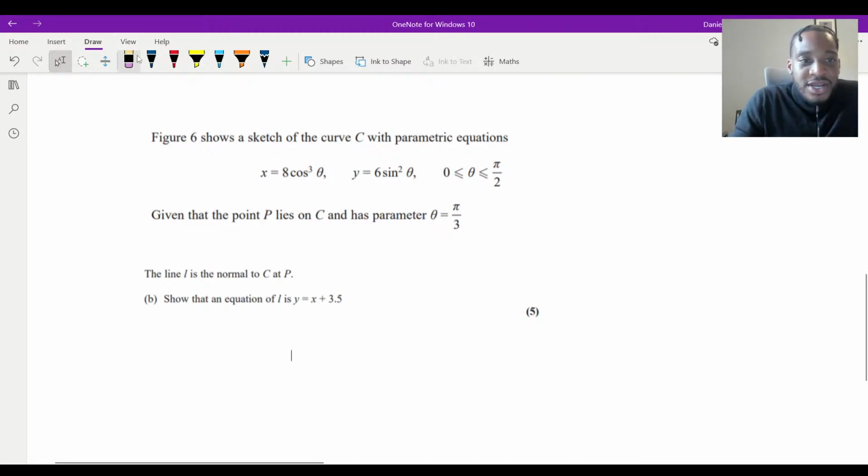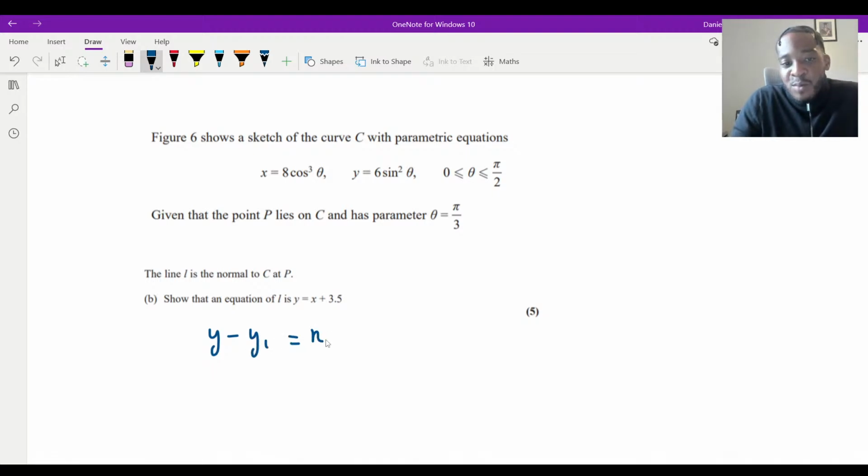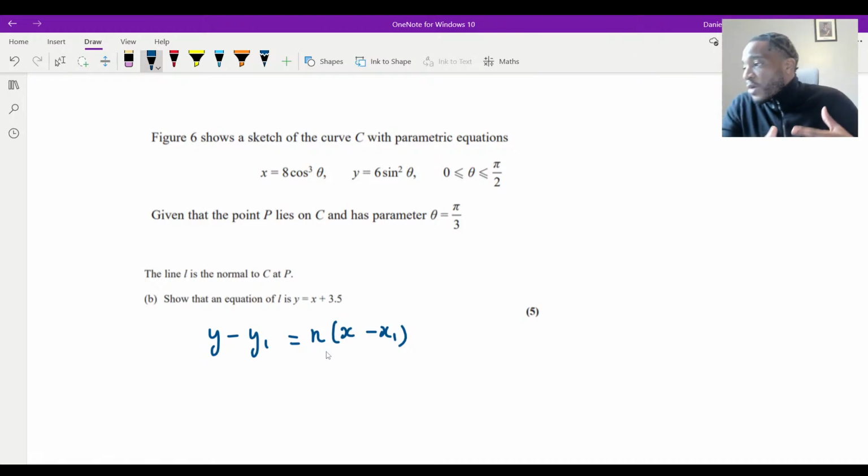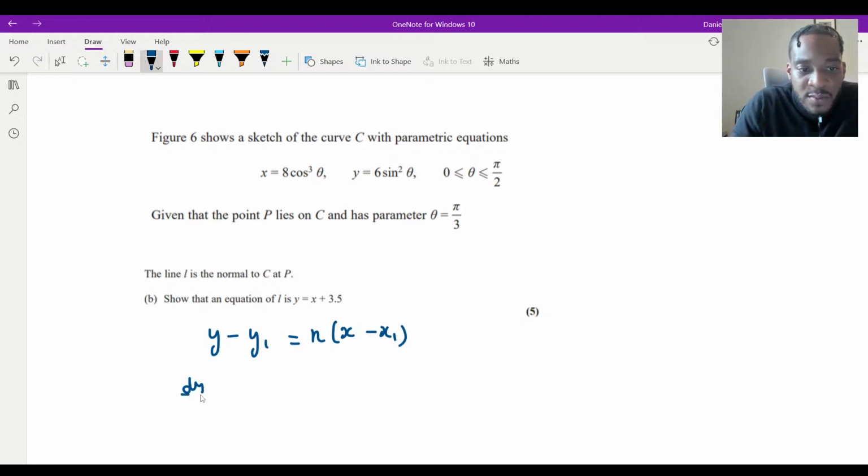Yeah. So now we need to find the equation of L, the normal. Remember, how do you find the normal? It's y minus y1 is equal to n, and I always put n if I'm looking for the normal, because that tells me I need the normal gradient. To find the equation of the normal, or the tangent, you need to differentiate. So we need to figure out what dy/dx is. This is parametric equations, so dy/dx is always equal to dy/d theta divided by dx/d theta.